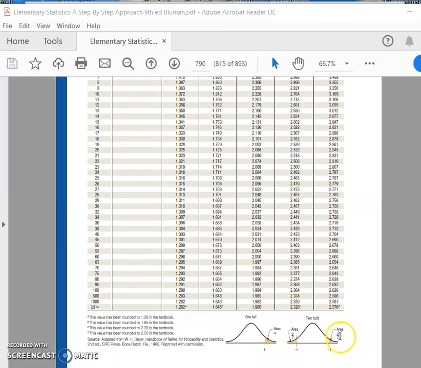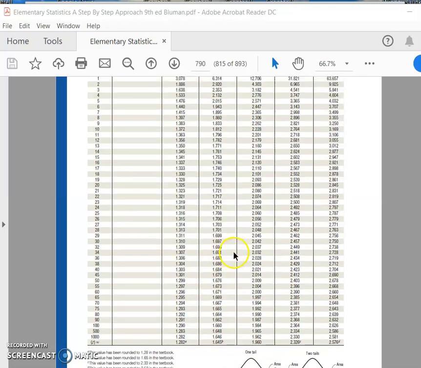Because it's the same number. Because if it's a 10% error budget, 5% is over here, 5% is over here. If it's a one-tailed test, it's all of 5%. That whole error budget is over here. So it takes a little bit of getting used to.